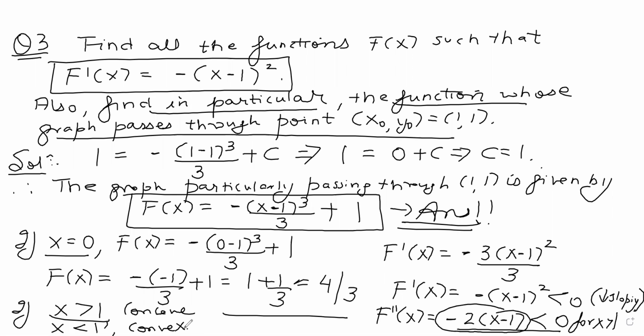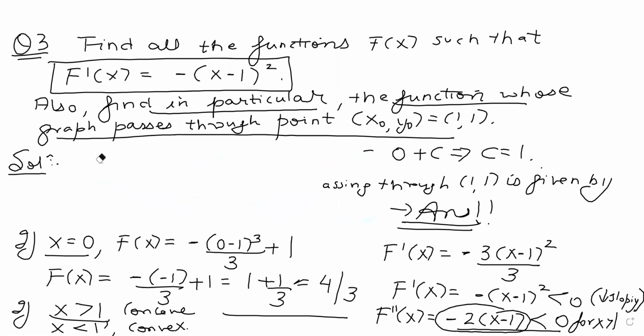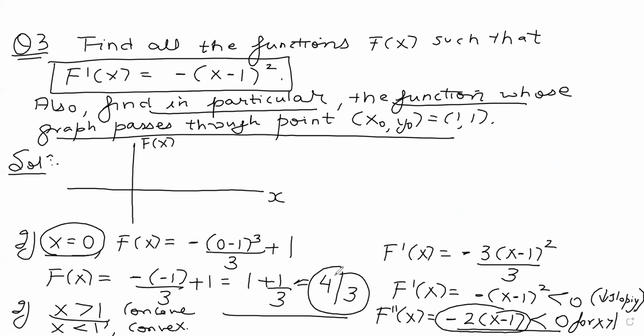Okay, so I can now make a rough sketch of this. Students should know how to plot the rough sketch of any graph. So if we make the graph of this function, this is x, this is f of x. You can clearly see when x is 0, f of x is 4 by 3. So this is 4 by 3, a positive value.